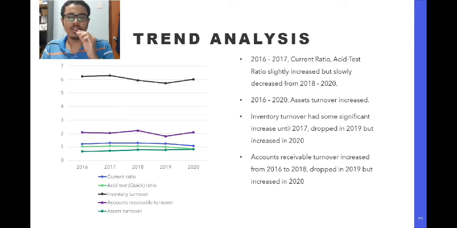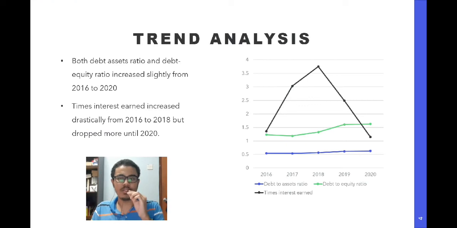The inventory turnover has a significant increase until 2017, but then it dropped in 2019 and increased in 2020. The accounts receivable turnover increased from 2016 to 2018, but then it dropped in 2019, but later increased in 2020. Both the debt to assets ratio and debt to equity ratio have a slight increase all the way from 2016 to 2020. The times interest earned increased drastically for 2 years, but then it dropped until 2020.